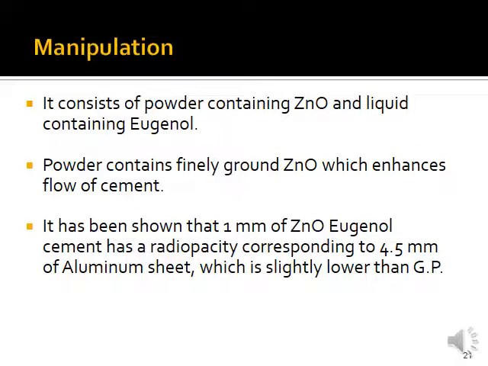Powder containing zinc oxide and liquid containing eugenol. The powder contains finely ground zinc oxide, which enhances flow of the cement. It has been shown that 1 mm of ZOE cement has a radio-opacity corresponding to 4.5 mm of aluminum, which is slightly lower than GP.